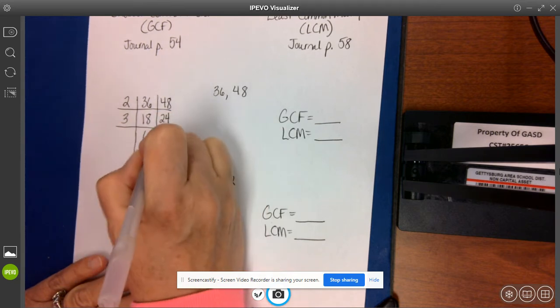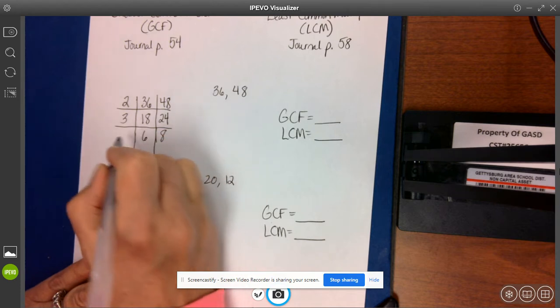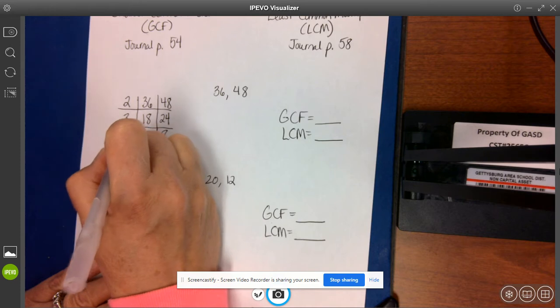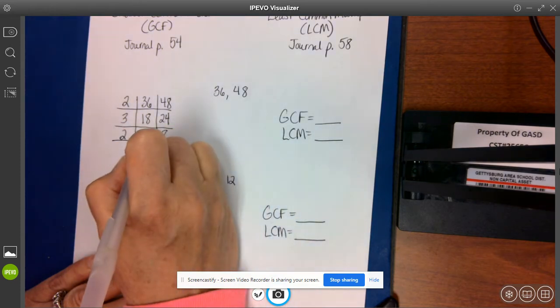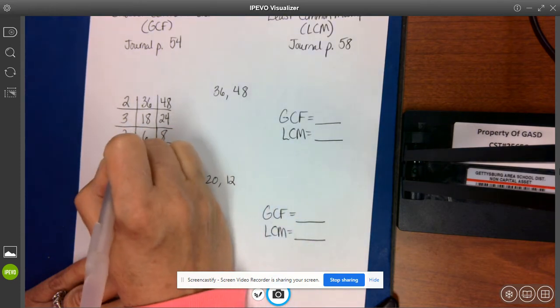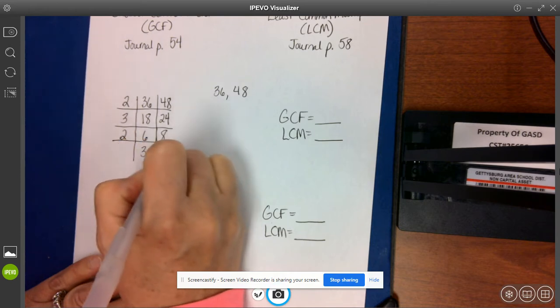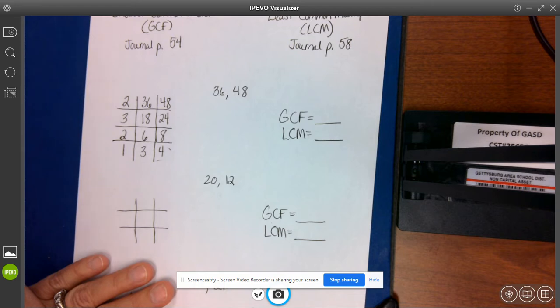Well, I can keep going. These are not relatively prime numbers, so I'm going to extend my box, and I'm going to divide both by 2, and I get 2. 6 divided by 2 is 3. 8 divided by 2 is 4. So now I have relatively prime numbers, which 1 is the only factor that can go into both of those.